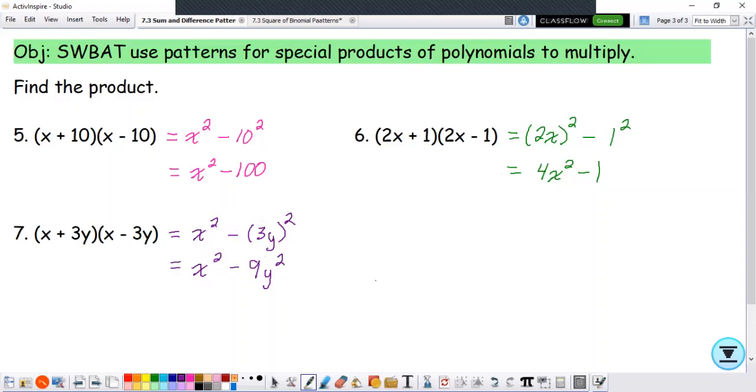This is a nice little shortcut to use when we have this pattern. Again, you don't have to memorize this pattern. It's just very useful. You can always use the area model to multiply, or you can use the distributive property.